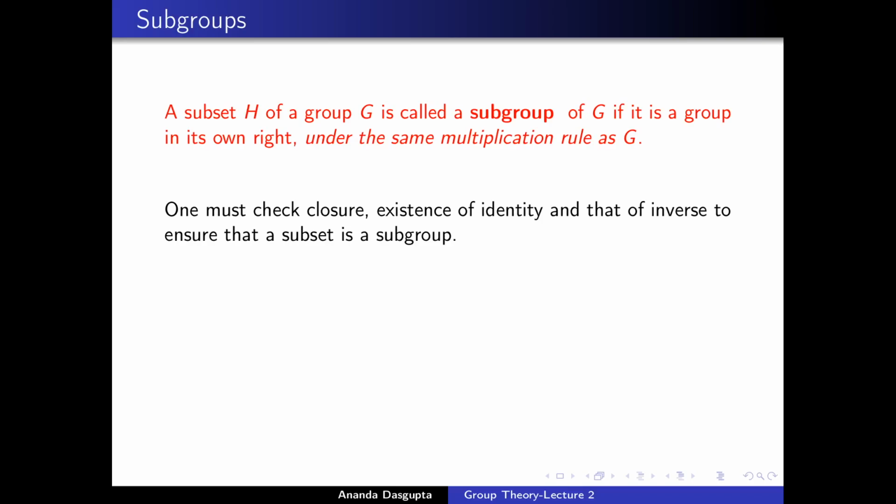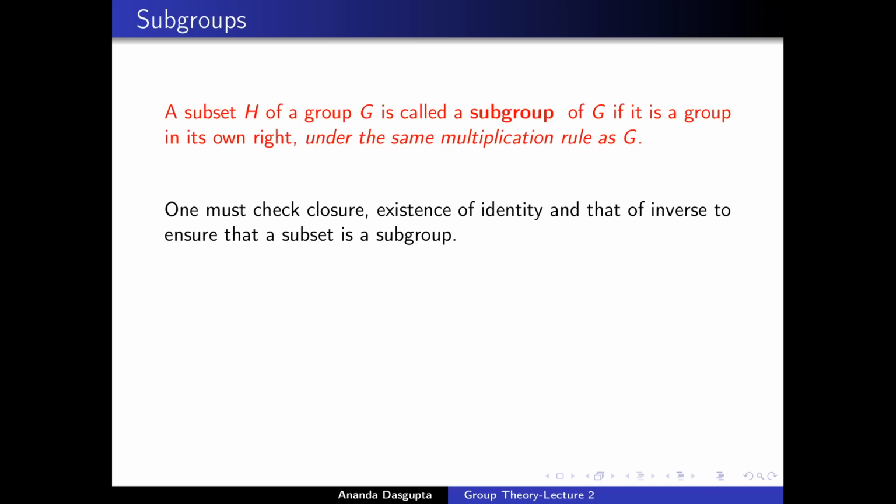However, the identity has to be checked for. That is, the original group of course had an identity, and that will also be the identity of the subgroup if the identity happens to belong to the subset. So that is one very important thing that you have to check.